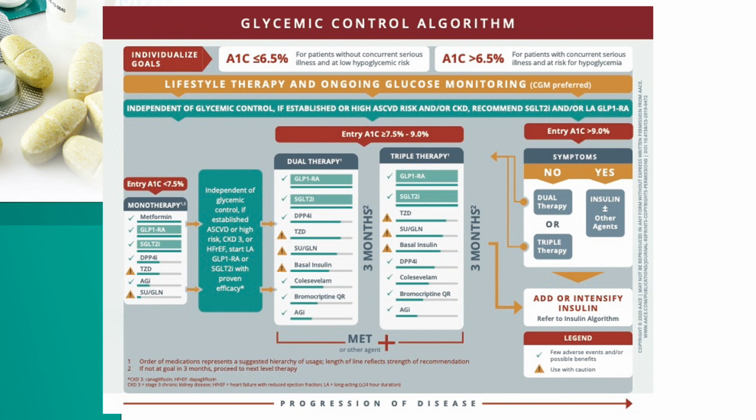This is the algorithm from the American Association of Clinical Endocrinologists. Their A1C goal is a little lower at 6.5%. They are more prescriptive with the order of medication selection. Note the green bars below the medications in each column. These lines are the order of medications and a suggested hierarchy of usage, with the length of the line reflecting the strength of the recommendation. The highlighted green medications are medications that have been shown to have cardiovascular disease and chronic kidney disease benefits. These are preferred in those patients with those complications or diseases. If the patient has coronary heart disease, one of these medications should be used.